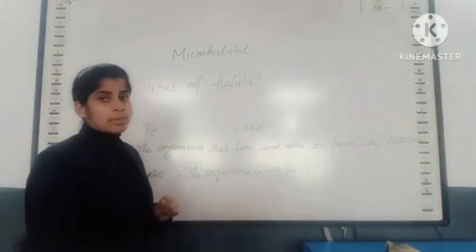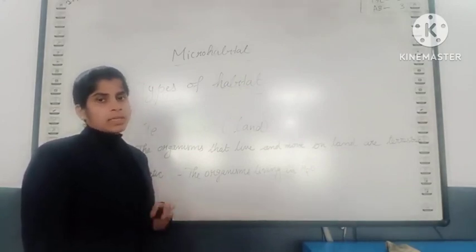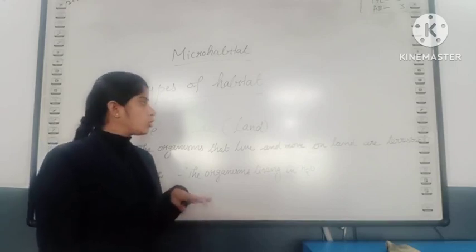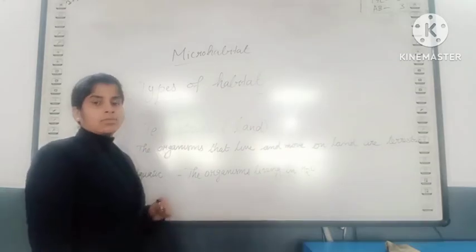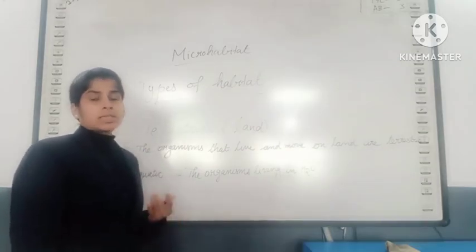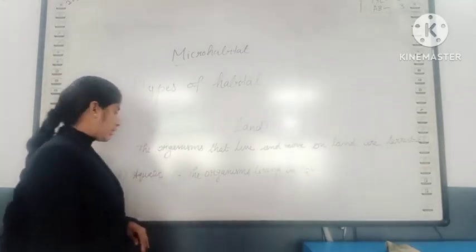Terrestrial habitat, example what? Elephant. Any organism we are able to see on land, that can move on land, that is terrestrial habitat. Okay. Ferns, elephants, camels and human beings, etc. These all are terrestrial habitat.